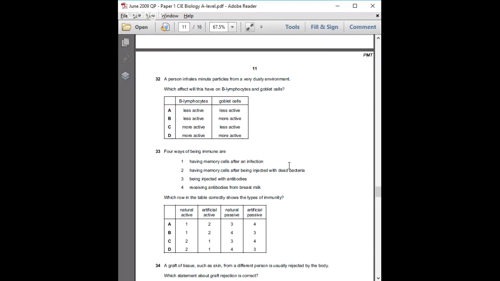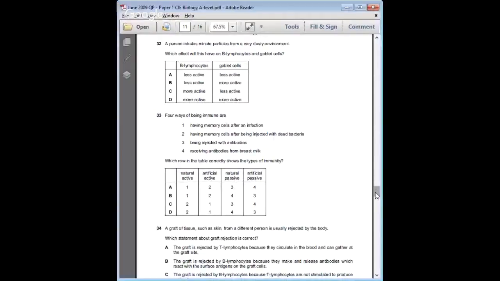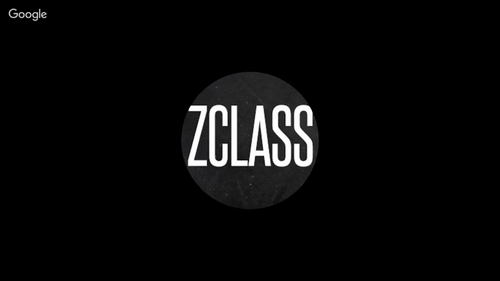So injected antibodies are often used to treat conditions like rheumatoid arthritis, where you have an autoimmune reaction. You can just inject antibodies against, for instance, a B cell antigen, and that will reduce the response. So artificial passive is often used in controlling diseases where you don't want to destroy all your B cells, for instance, but you might want to just limit their activity. But yeah, all the rest are correct. Okay. Question 34.